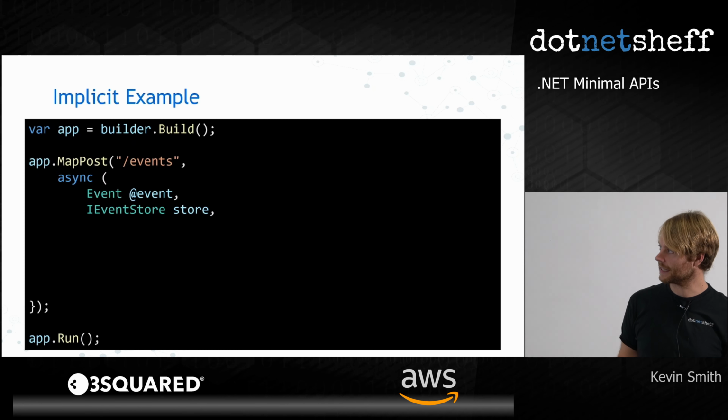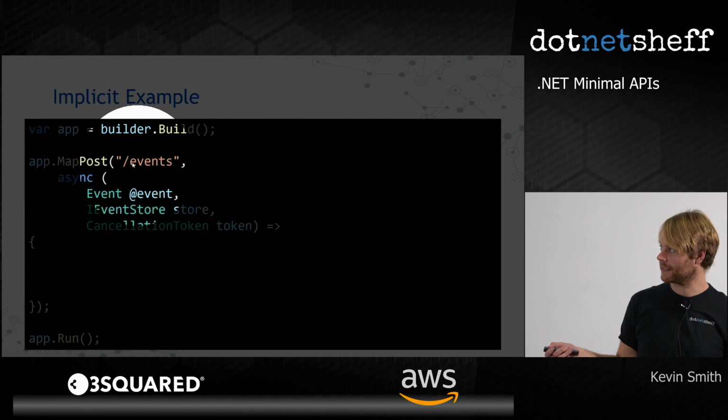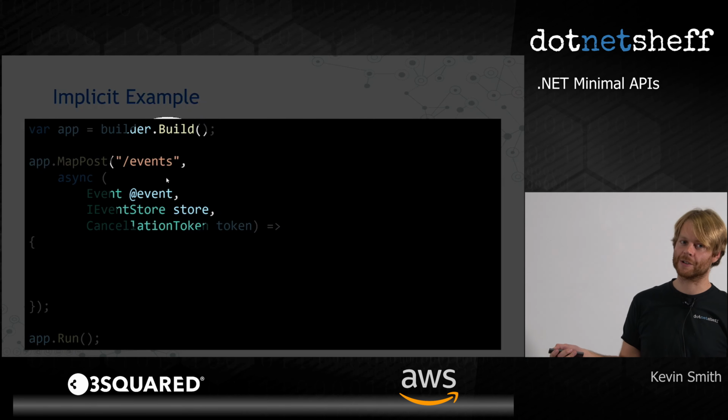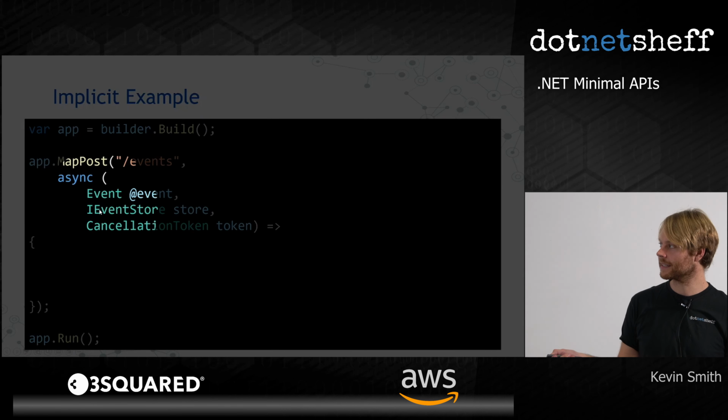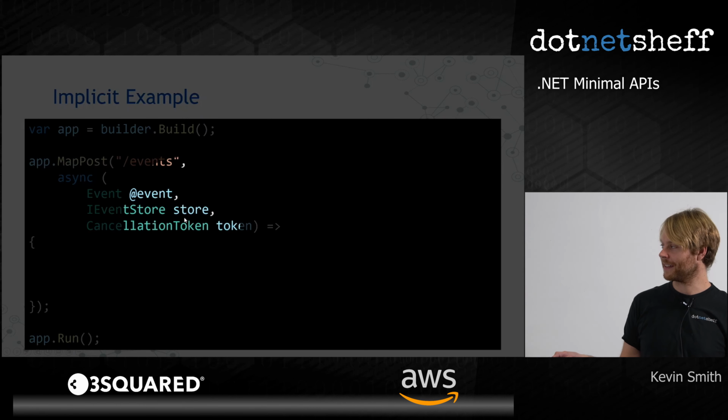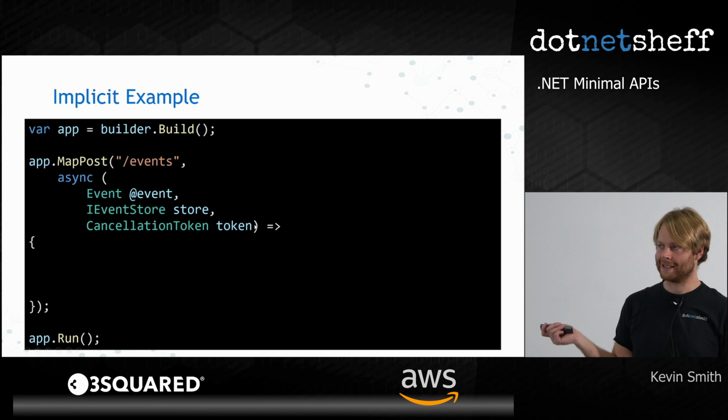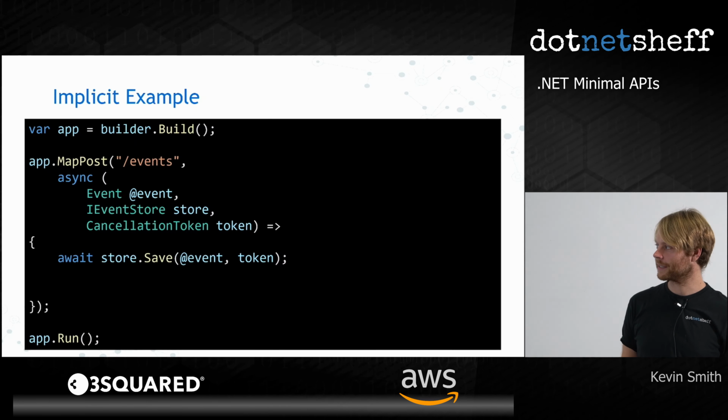So this is a bit of an example. We have a post method here of /events, we're taking an event itself, so this is coming from the body of the request from JSON and getting deserialized. We're taking the IEventStore, which is coming from the IoC container, and we're also passing a cancellation token, which is coming from the framework, magically bound together. So then we can do a save and return the event.